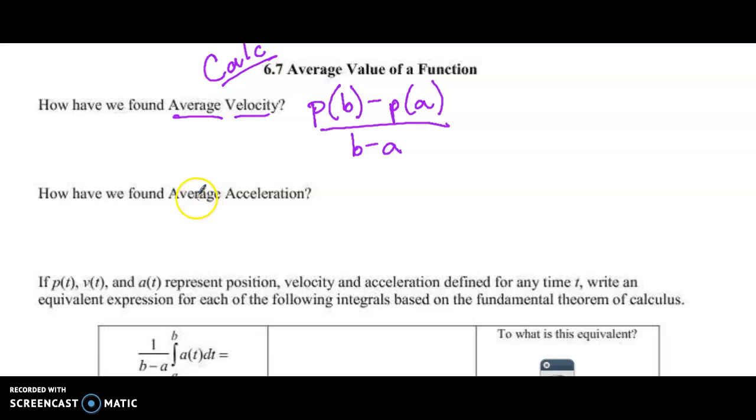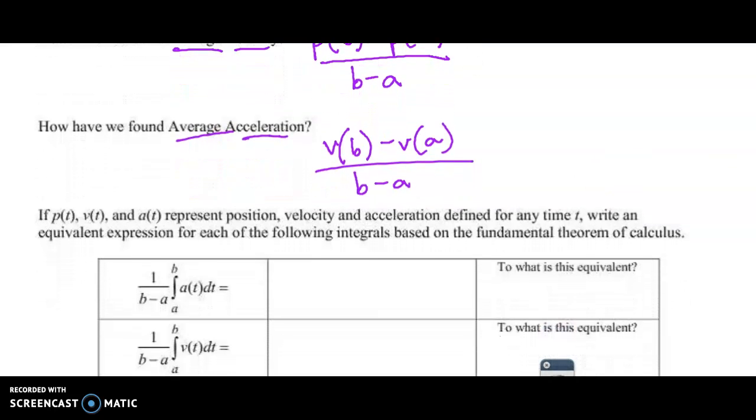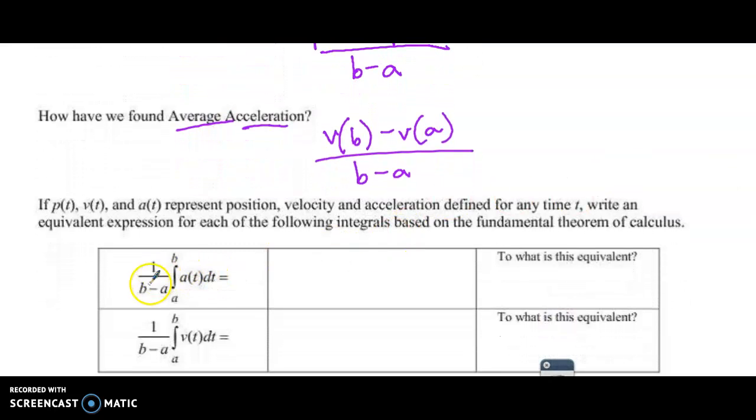And the same thing with average acceleration. That would be the derivative of velocity, so like the secant line of velocity over B minus A. So there's a reason why we're going back to this unit. Because if we look at this next statement, is this equal to something? Let's examine this statement a little bit closer.